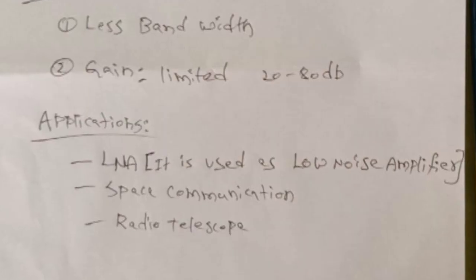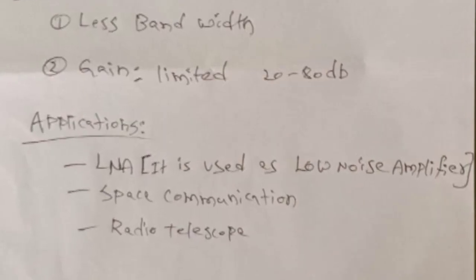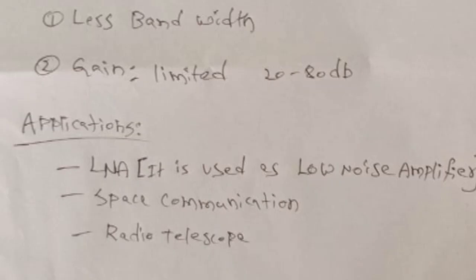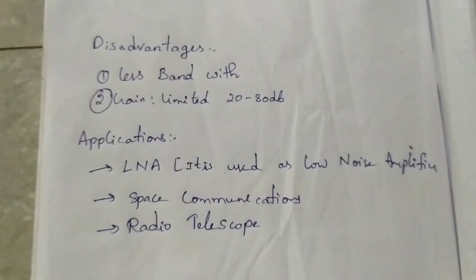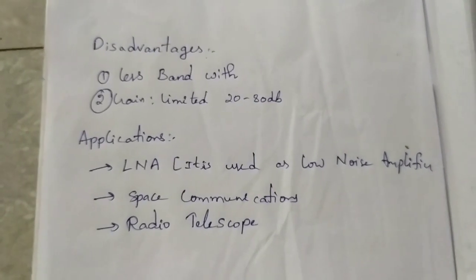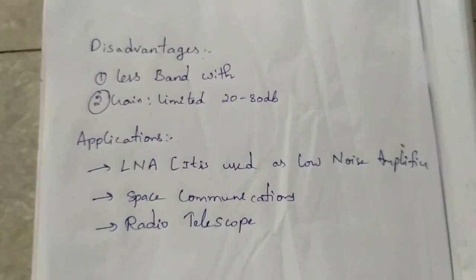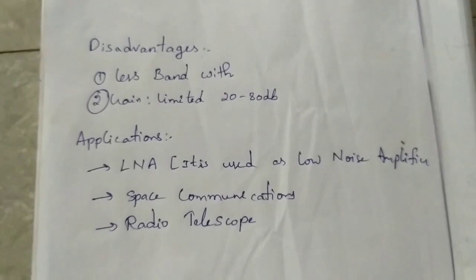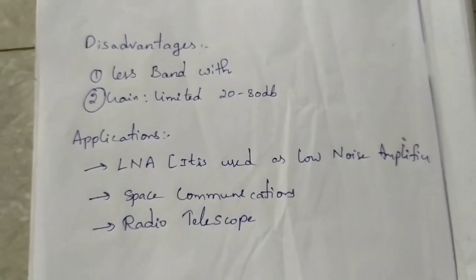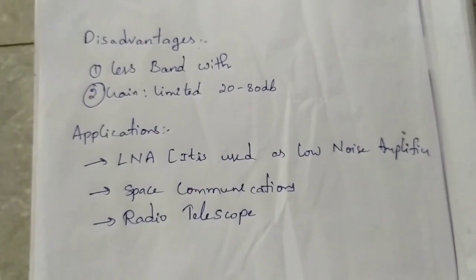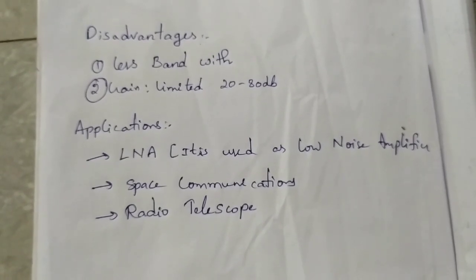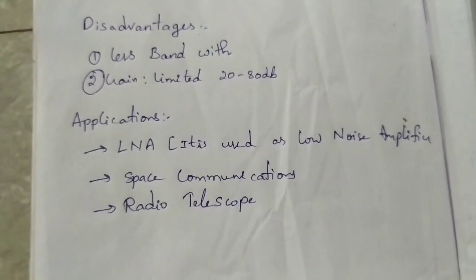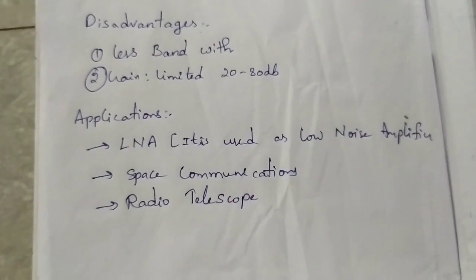Now the disadvantages and applications of the parametric amplifier. Disadvantages: one is less bandwidth, and the second one is gain, which is limited to 20 to 80 dB. Applications: LNA, that is, it is used as a low noise amplifier; the second application is that it is used in space communications; and the third application is that it is used in radio telescopes also.